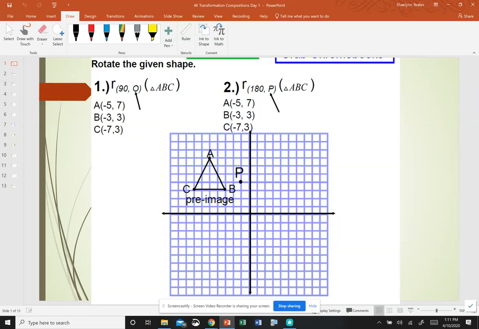Hey guys, so we are doing transformation compositions today, and I will get more into what that means, but we're going to first do a little review over rotations. So if I'm rotating something 90 degrees, this one first rotates about the origin. Okay, that's important because here's my origin. It's super easy to rotate 90 degrees. So if I'm rotating 90 degrees about my origin, I'm going to rotate so it's there.